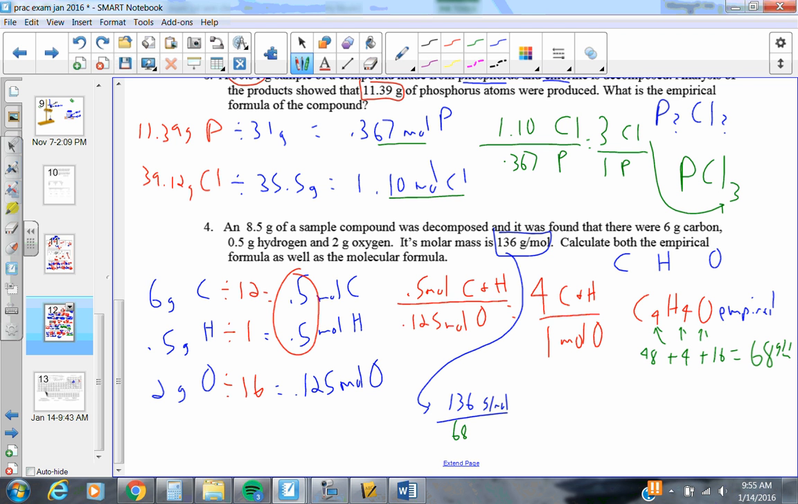How many times bigger is 136 than 68? 2, twice as much stuff. So I've got to keep the same ratio of 4 to 4 to 1, but instead of C4, I'm going to have twice as many, C8. Instead of H4, I'm going to have twice as many, H8. Instead of 1 oxygen, I'm going to have 2. This is the molecular formula.